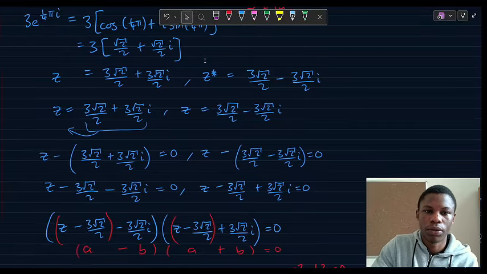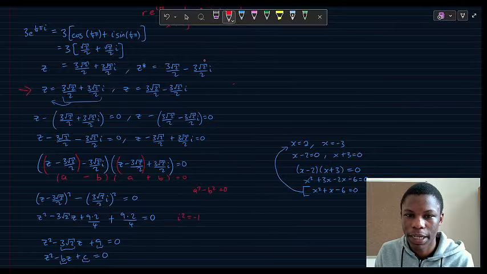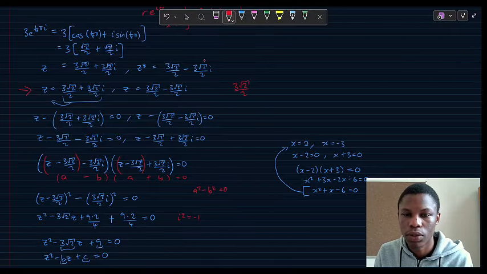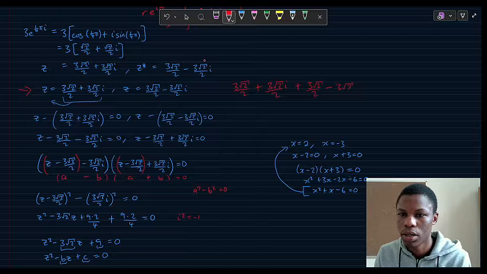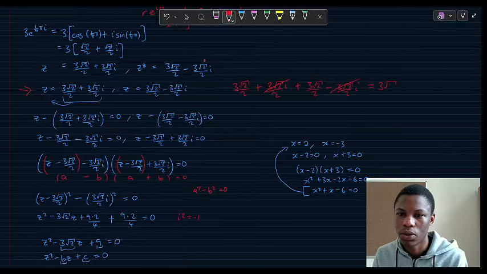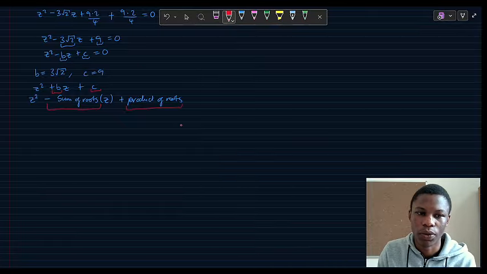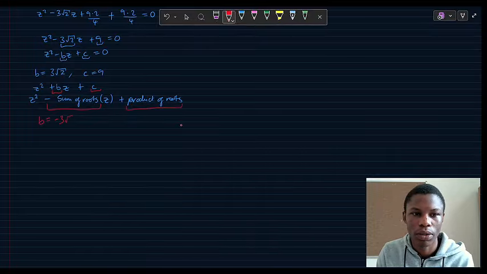So let's go back to our roots. We can do it on the side. So our roots are over here. If we sum them up, that's going to be 3 root 2 over 2 plus 3 root 2 over 2 i, plus 3 root 2 over 2 minus 3 root 2 over 2 i. Hopefully you can see that the imaginary parts will cancel out, and you end up with 3 root 2 over 2 times 2, which is just 3 root 2. Okay, and we said b has to be the negative sum of the roots, so b has to be negative 3 root 2.